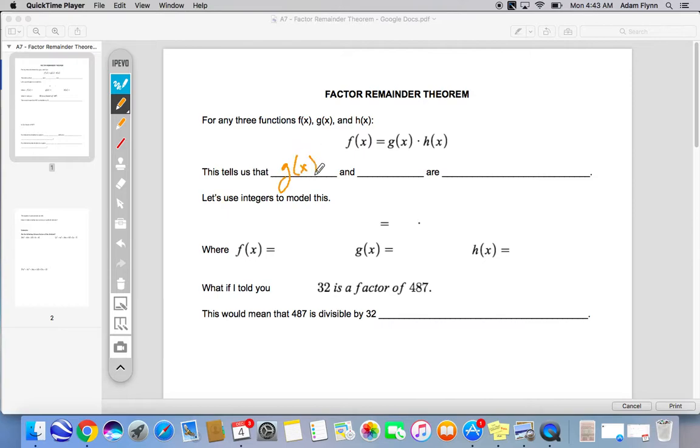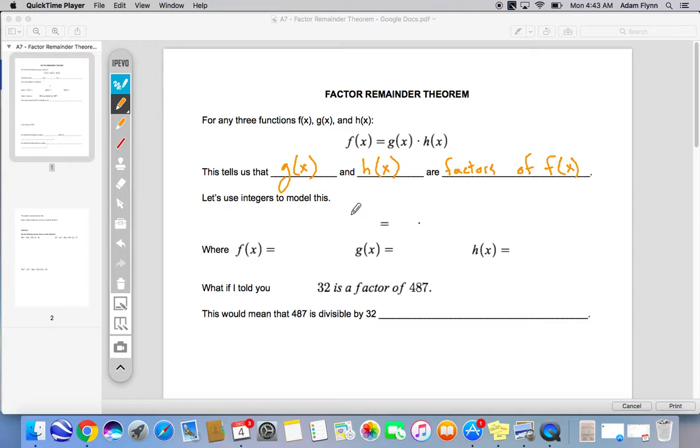Okay, so that tells us that g of x and h of x are factors of f of x. Okay, so let's model this using integers.